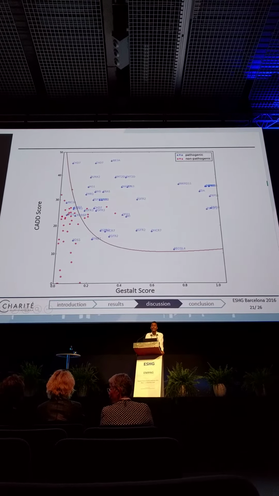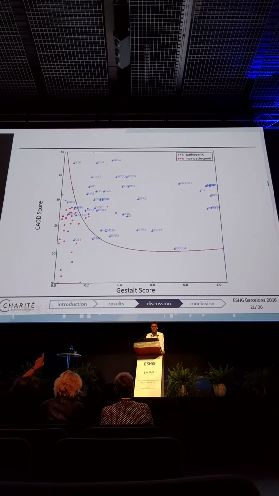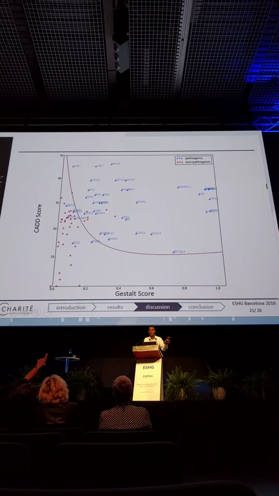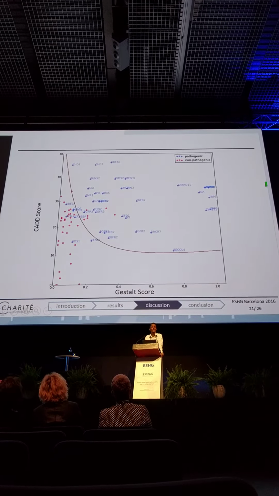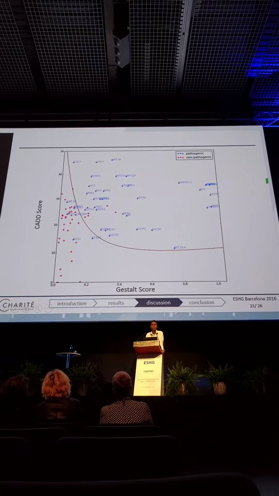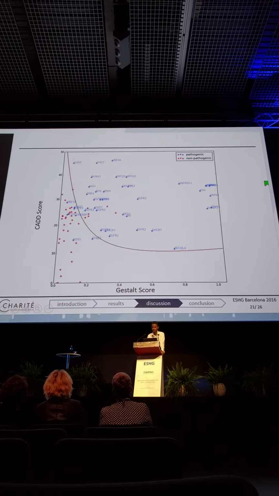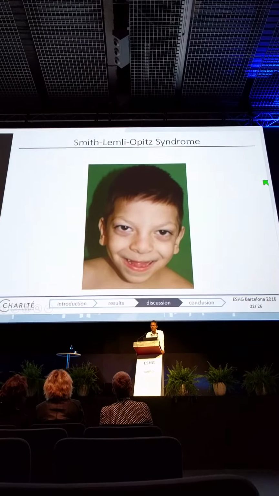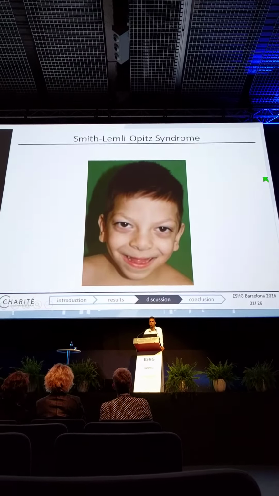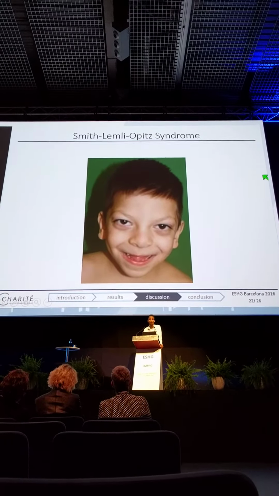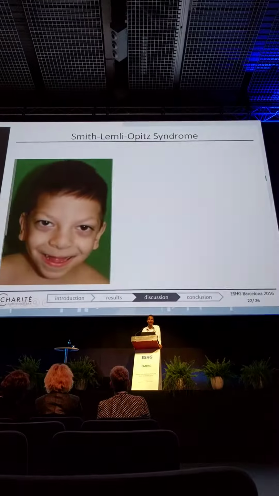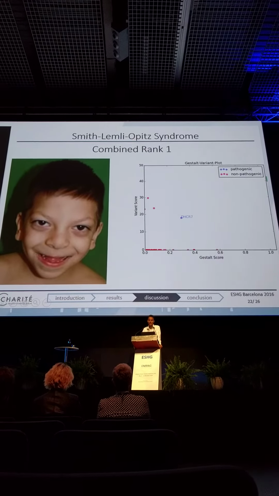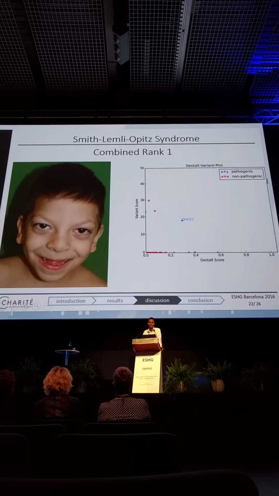And that's here. And indeed, most of the non-pathogenic variants plot between the axis and the decision boundary, while most of the truly pathogenic variants plot beyond the decision boundary. So, think of this patient you've seen earlier in that presentation. He was only ranked rank 5, but when you combine those approaches, the correct diagnosis is clearly seen in the plot, and it's ranked to rank 1.